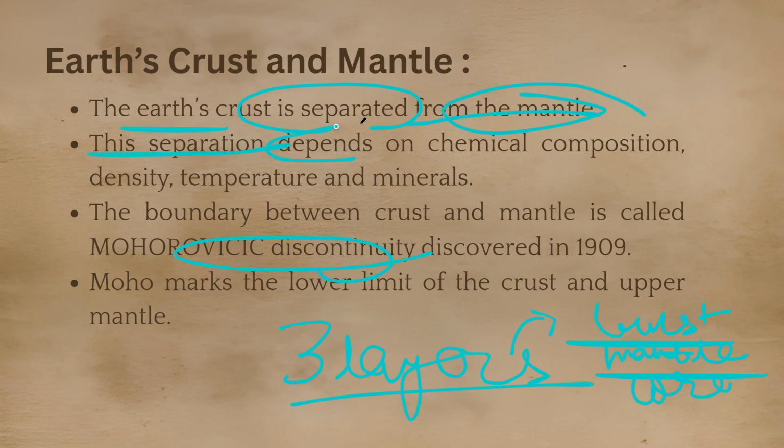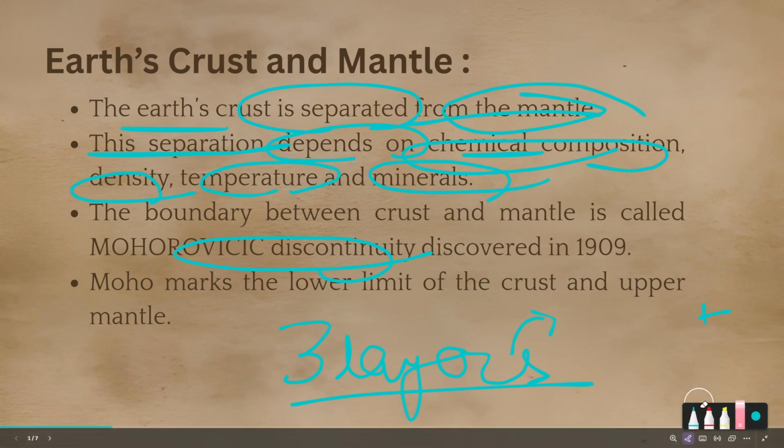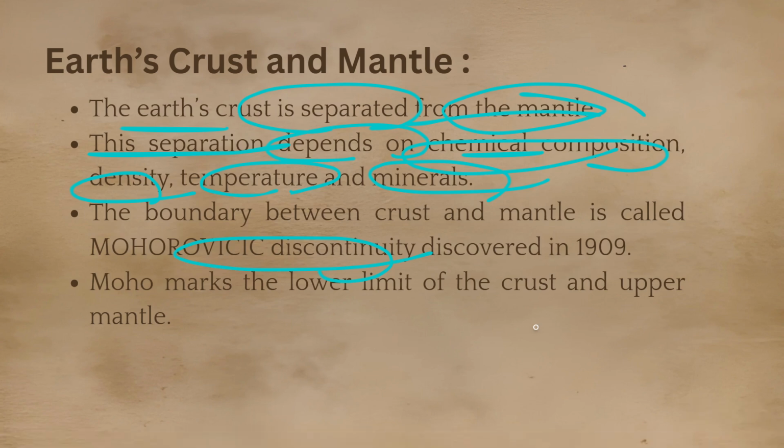So this separation depends on the chemical composition, density, temperature, and minerals. Why does this separation occur into crust, mantle, and core? Why is there not only one layer? Just because of the chemical composition, the density of the rocks that make those layers, the temperature, as we know the temperature increases as we go down in the earth, and the minerals.